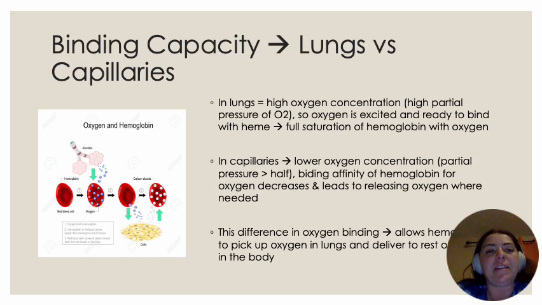So for binding capacity, in terms of lungs versus capillaries, in our lungs, again, we breathe in oxygen, so our concentration of oxygen is very high, and we have a high partial pressure there because there is so much oxygen. It's excited and ready to bind with the heme groups, and we consider that hemoglobin fully saturated with oxygen when it's in the lungs.